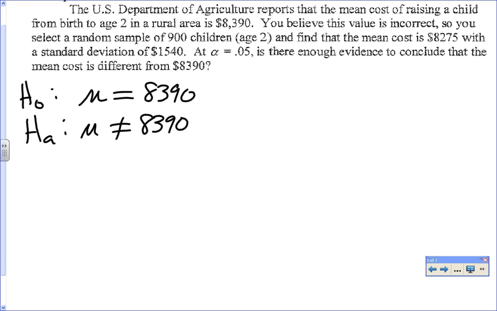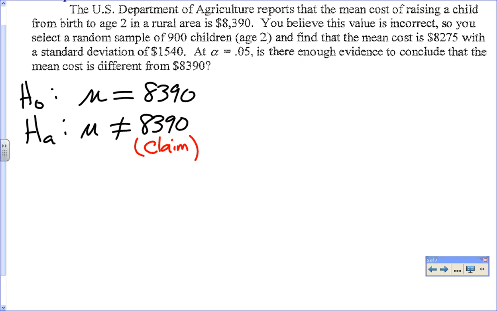Now here's a tricky one. I like this one because it is kind of tricky. We have to decide, there's a couple of claims here, right? They're saying it is 8,390, but I believe it's incorrect. So where's actually the claim? If I'm trying to test my own, I'm saying I think it's incorrect. That's what I'm trying to test. So I'm claiming that the mean is not 8,390, correct? So this is really where my claim is, in the alternate, because I'm trying to test what I say, not what they say.